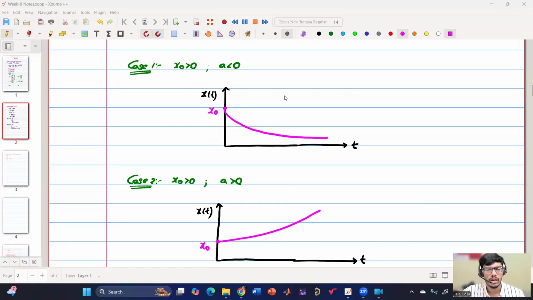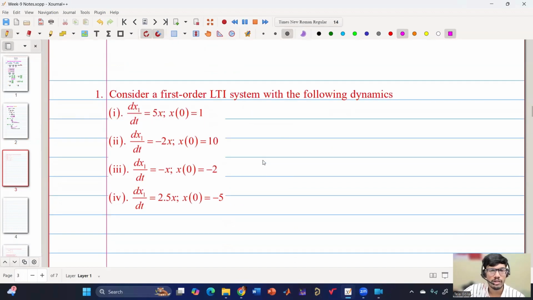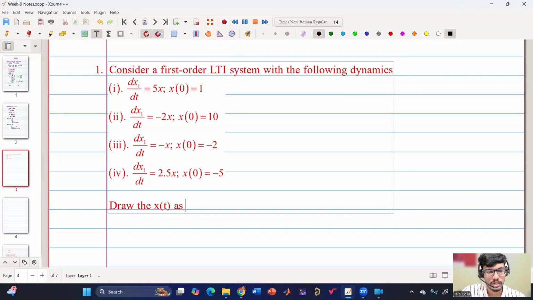Okay, so now let us quickly solve a few problems. Consider a first order LTI system with the following dynamics. So now I would like to ask you, draw x of t as a function of time t.